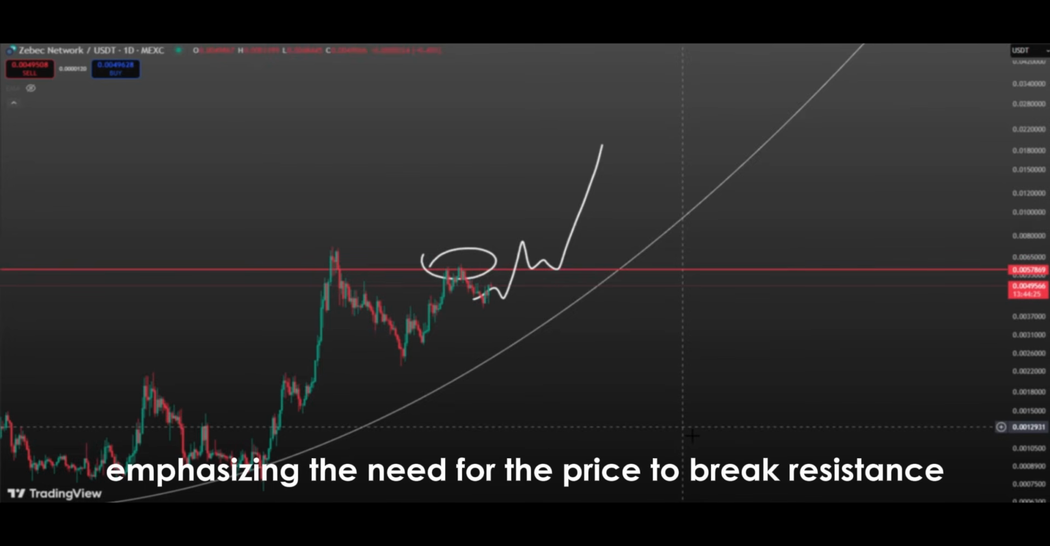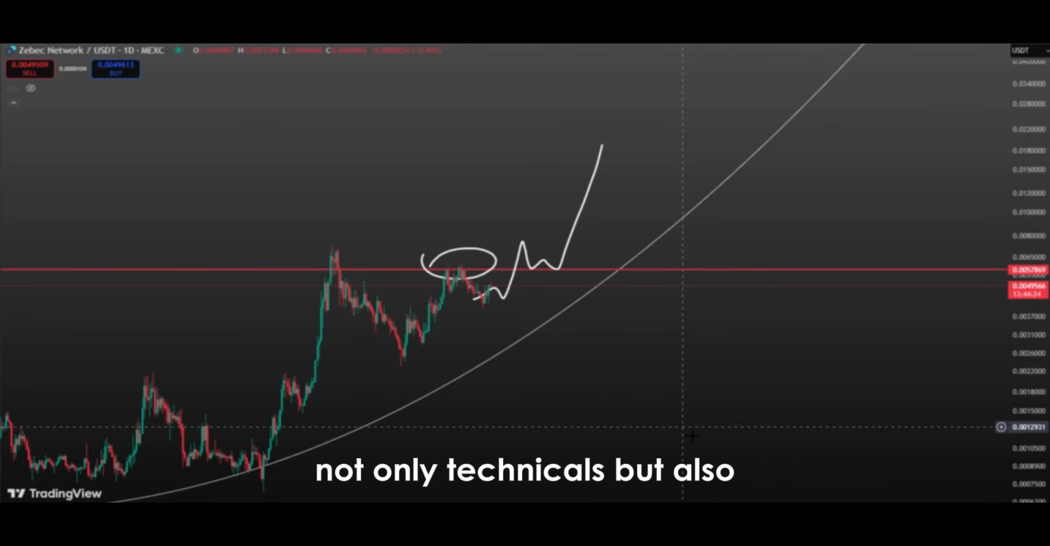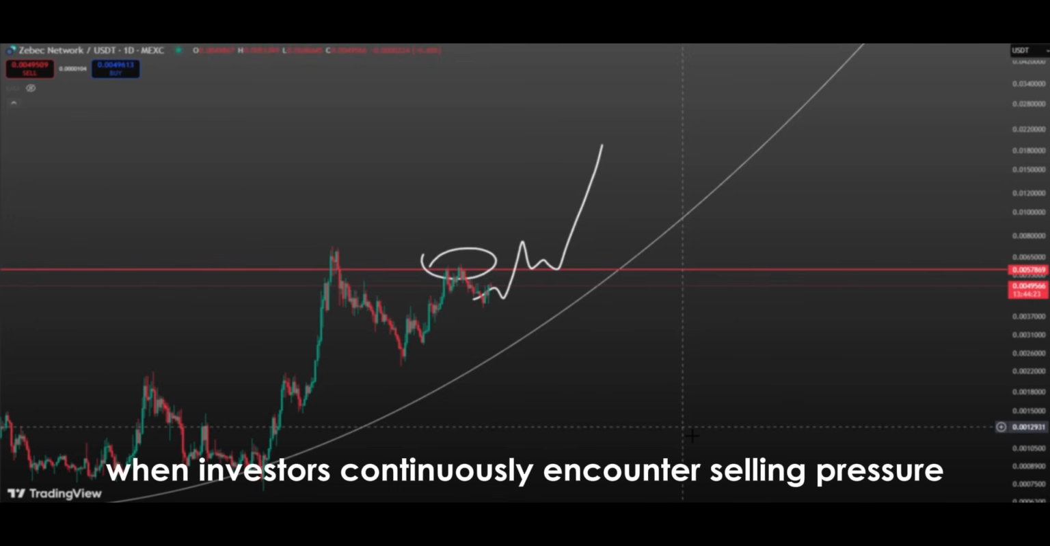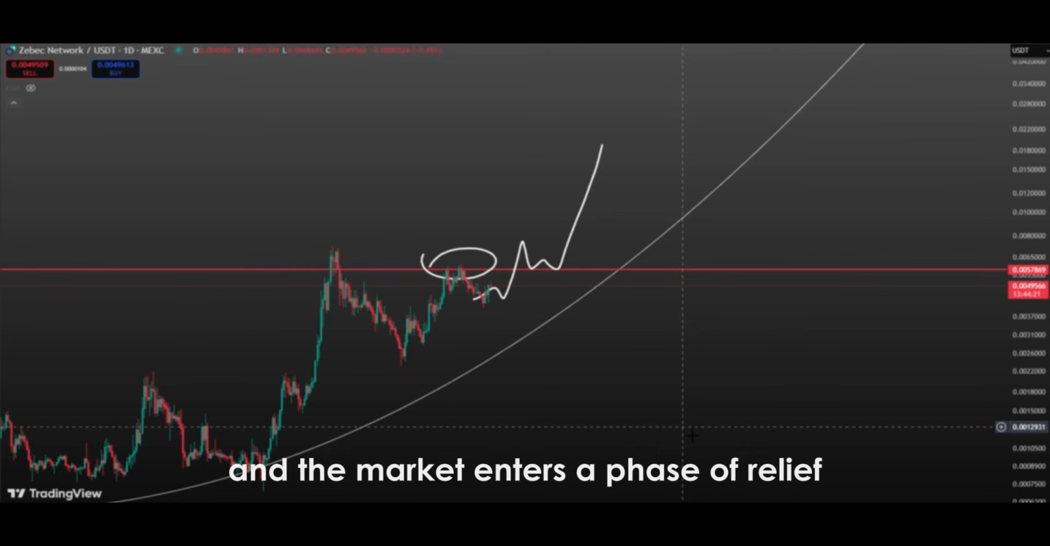Another factor emphasizing the need for the price to break resistance is investor confidence. Because in the markets, not only technicals, but also emotions play a major role. When investors continuously encounter selling pressure at the same point, they hesitate. However, once the breakout happens, this hesitation disappears, and the market enters a phase of relief. This environment of confidence accelerates the entry of new investors.